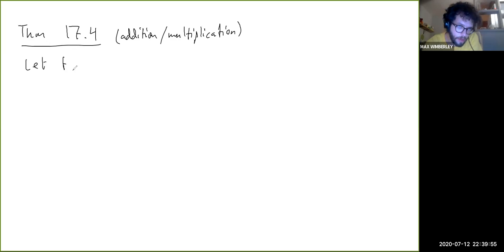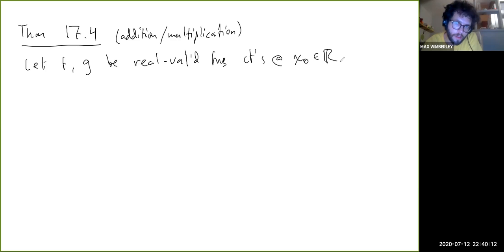Let f and g be real valued functions, continuous at x naught. And of course, again, we're assuming that they're functions defined on some subsets of R, right? So their domains are subsets of R.